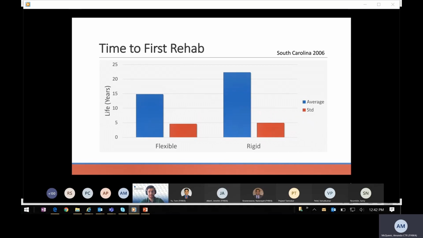So from South Carolina 2006, respondents listed the average time to the first rehabilitation of flexible and rigid pavement design alternatives. It's also important to note that the standard deviation for each pavement type for the time period is also present. So for flexible pavements, there's an average life to the first rehab of just under 15 years. For rigid pavements, it's about 23 years, and the standard deviation for flexible is just under 5, with rigid being at 5 years. Next slide.